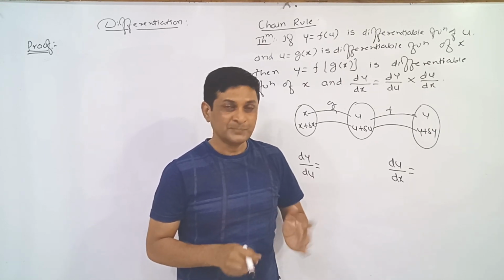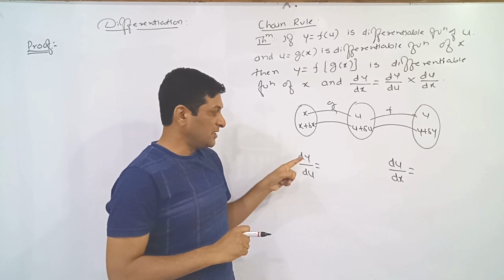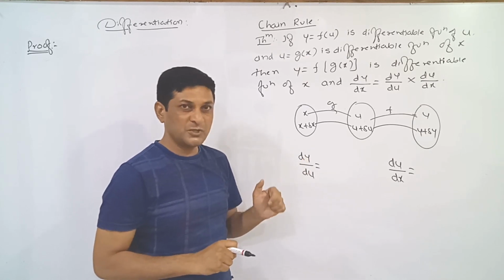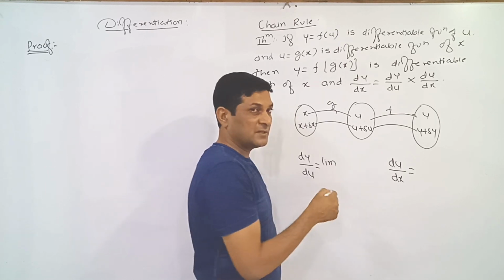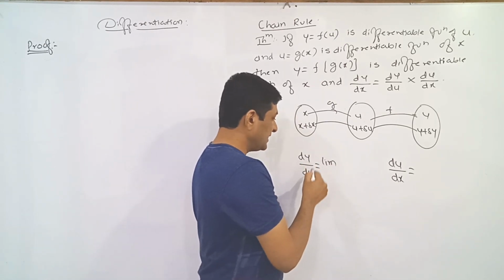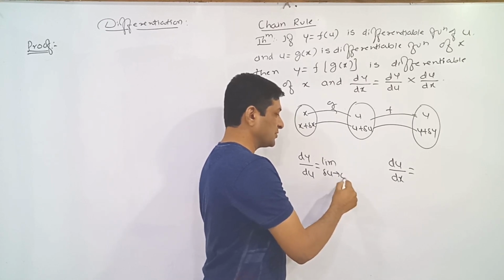Getting it? Now, according to definition of differentiation, if y is a differentiable function of u, then which limit exists? Already this definition we have seen in the last video. So limit, if here du is there, then here delta u tends to 0 is there.